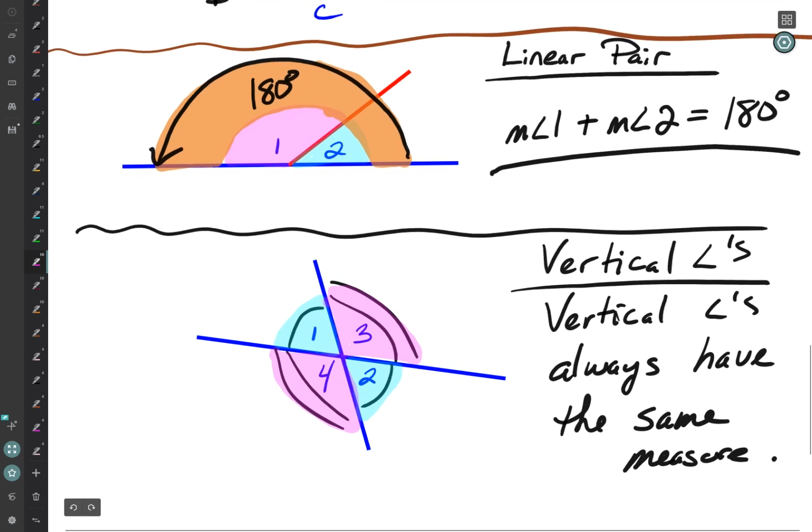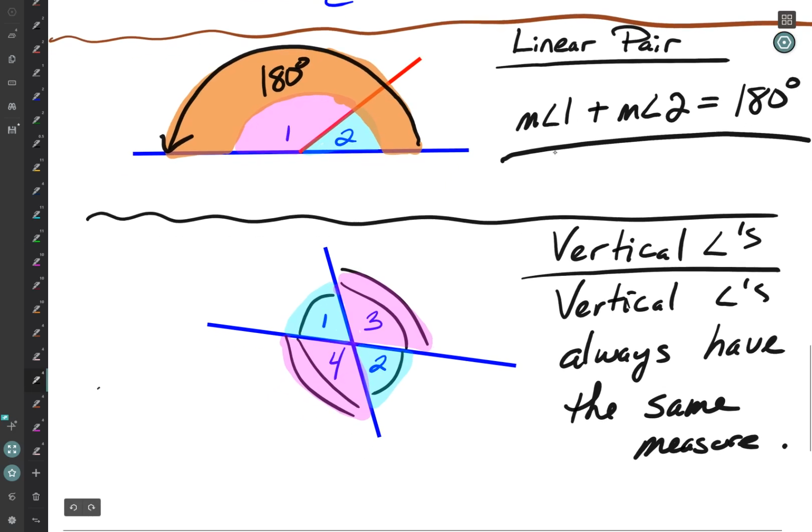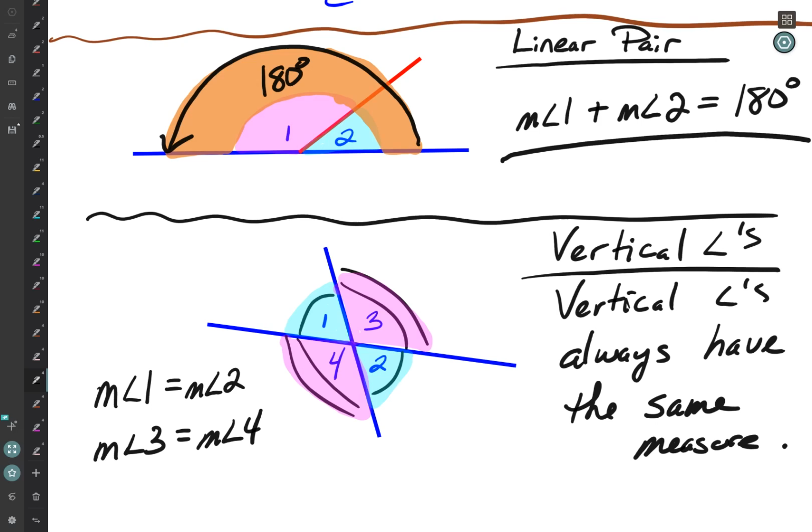But for right now, we're not getting into congruency, so we'll just go with saying the measure of angle 1 and the measure of angle 3. What would the measure of angle 1 equal? What would the measure of angle 3 equal? And that's just referring to that picture, correct?